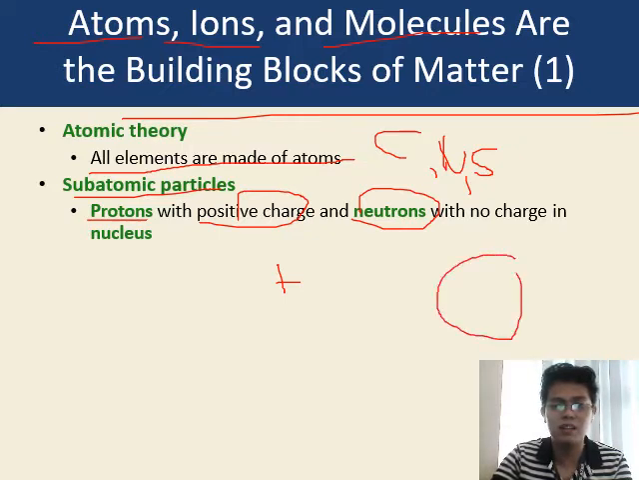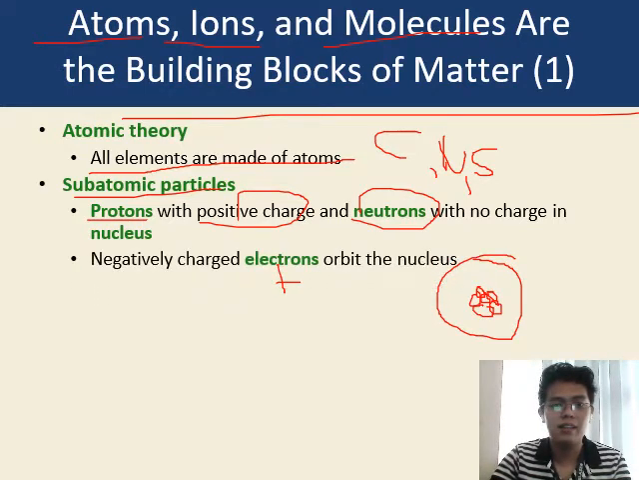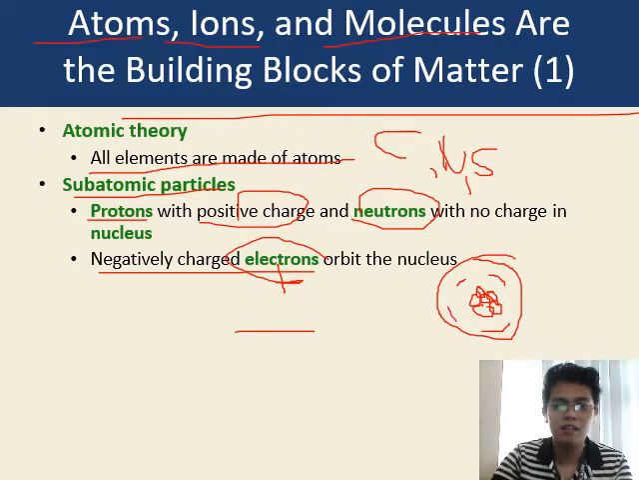For this, if this is an atom, then this is our nucleus. It is made up of several protons and neutrons. And then we have the negatively charged electrons. So electrons are the ones that are traveling around the nucleus of an atom.